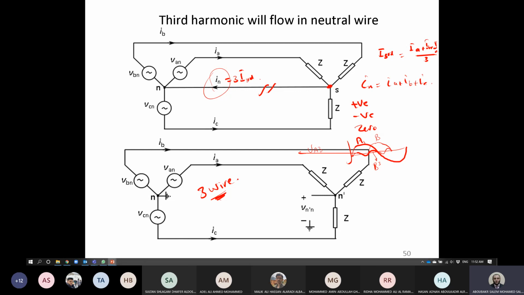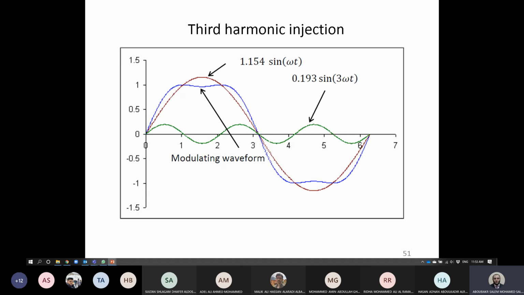So this is a very important note. In order to remove the third harmonic from loads, just connect these loads as either 3-wire star connection or delta connection. In delta connection, it will be circulating in the delta and will not appear on the line currents. So we can make something called third harmonic injection. If we add a third harmonic component to the modulation waveform, the modulation waveform will increase and the harmonic content will not appear in the output waveform due to the connection.